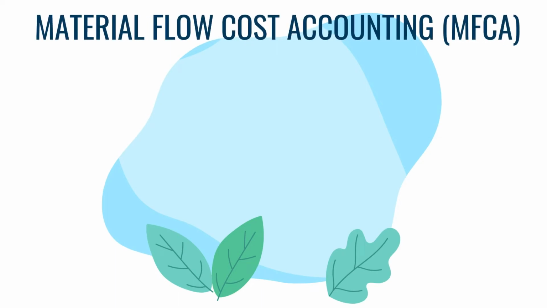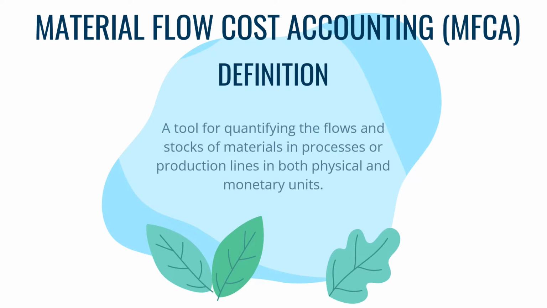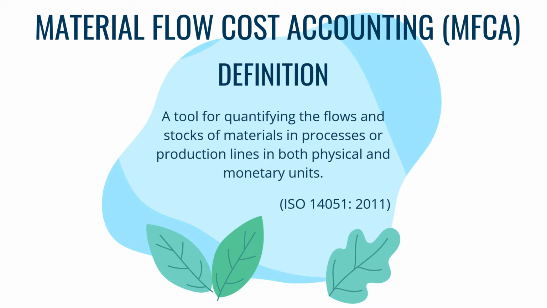Based on ISO 14051:2011's definition, material flow cost accounting is a tool for quantifying the flows and stocks of materials in processes or production lines in both physical and monetary units. This MFCA developed because many organizations are coming under increasing pressure to minimize the environmental impact of their activities, as well as optimizing resource consumption to enhance the company's cash flow. It is a management tool used by manufacturing companies to improve the efficiency of their inputs in order to save energy and costs by avoiding material losses, which we commonly refer to as waste.